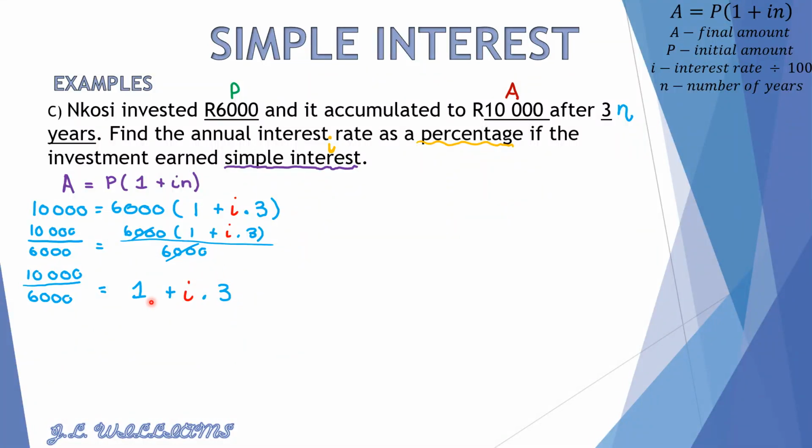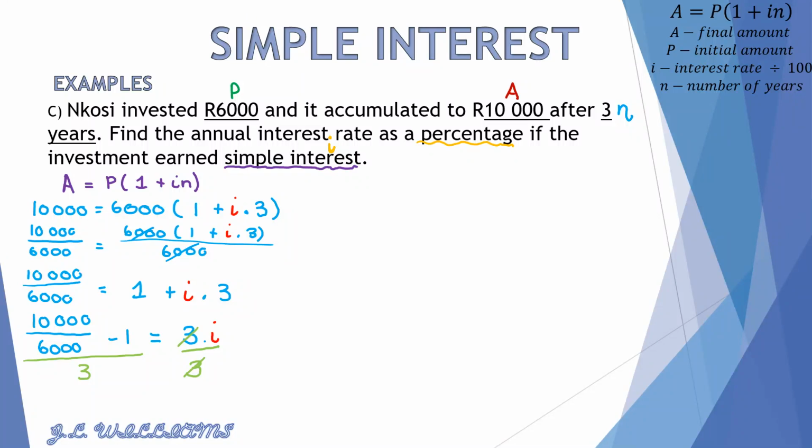So what we're going to do, we are going to, in quotation marks, take over the 1, so that we end up with 10,000 over 6,000, all that minus 1 is equal to 3 multiplied by the interest rate. Okay, and now the final step to isolate I would be to divide both sides by 3. So I'm going to do that in another color, maybe green. So we have the left hand side, we divide all this by 3, and we divide all that by 3.